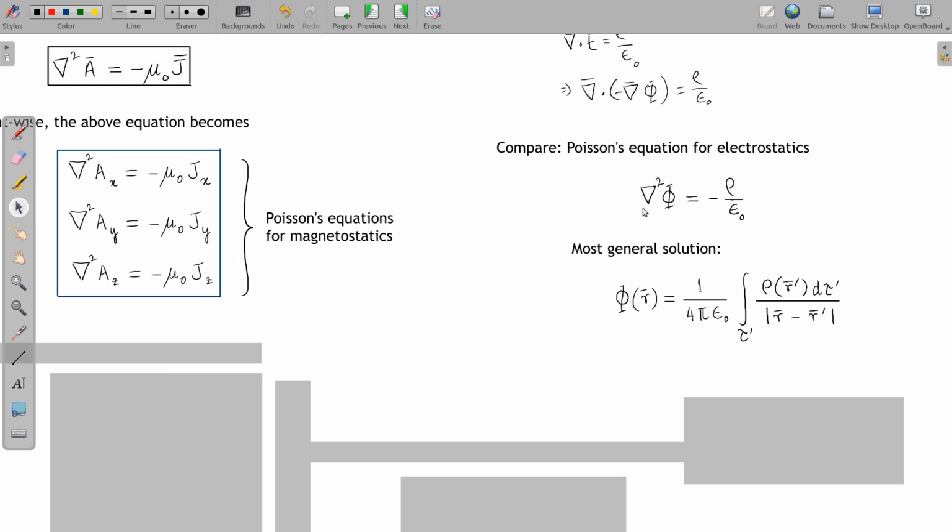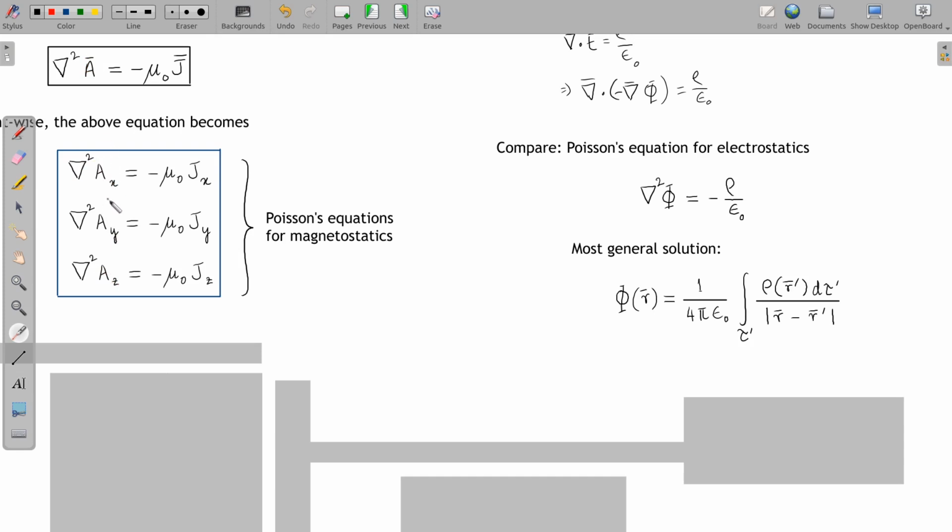So this is Poisson's equation, and its most general solution is given by this. If you look at each of these three equations, mathematically they are similar to this equation, because you can see here we have a second derivative, the Laplacian of a scalar. Even though A is a vector, A is made up of three scalars, right? Ax, Ay, and Az. These are three components, and we can consider them to be like scalars.